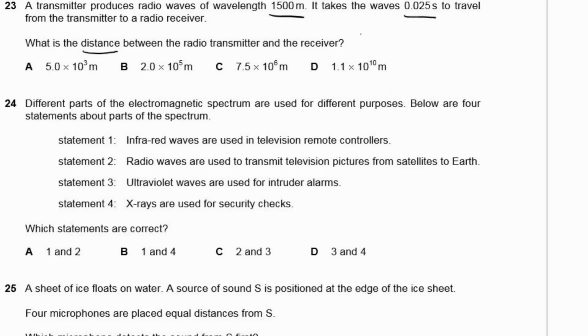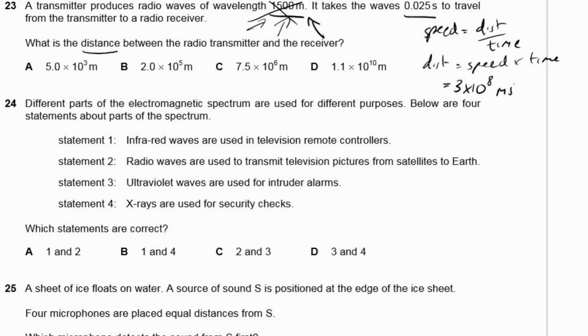Well, something that's important here is that this number there is a red herring. It is just designed to make us think we need to use it. We do not. Speed is distance divided by time, which means that distance is speed times time. Now, when we're dealing with a radio wave in air, it travels at the speed of light, 3 times 10 to the power of 8 meters per second, and the time it travels for is 0.025 seconds. If we put that information in, we will get 7.5 times 10 to the 6 meters.